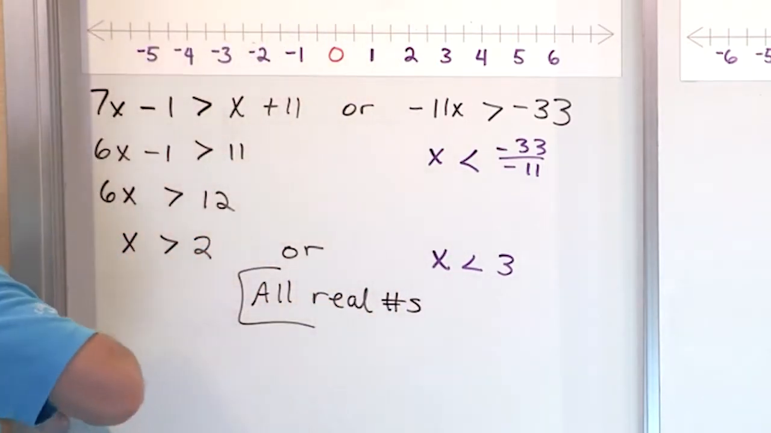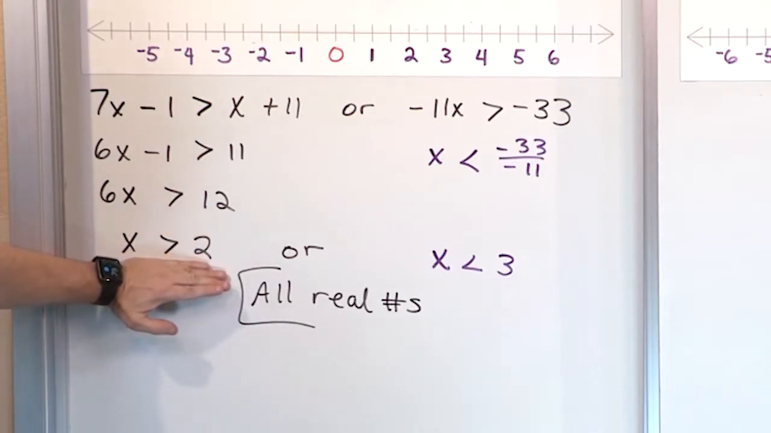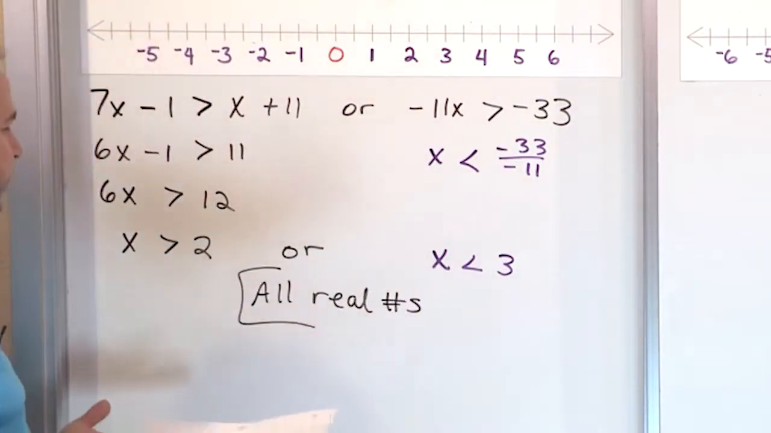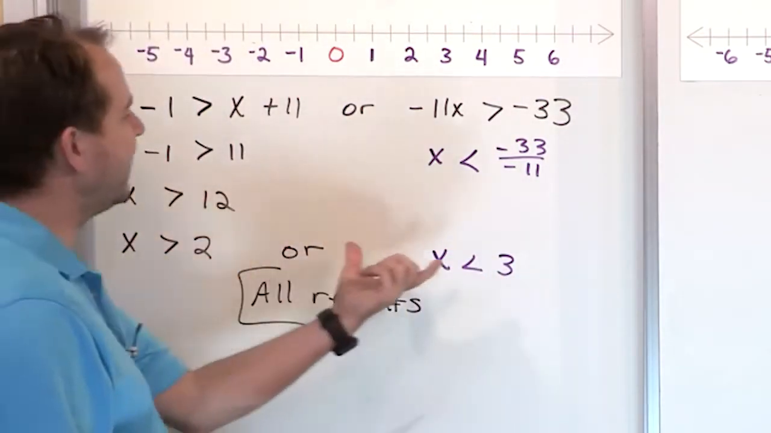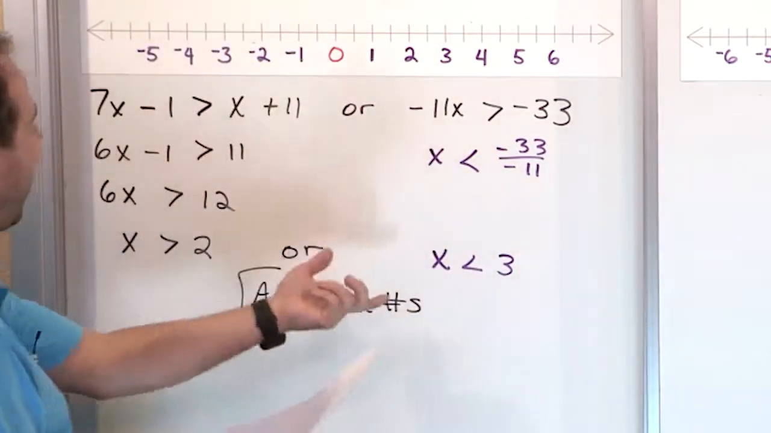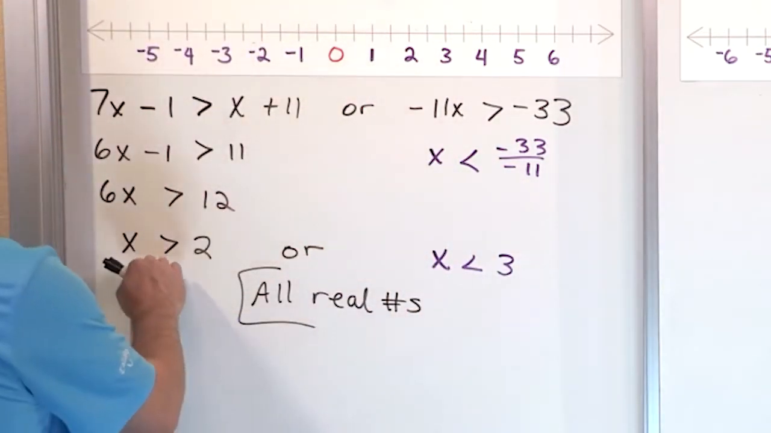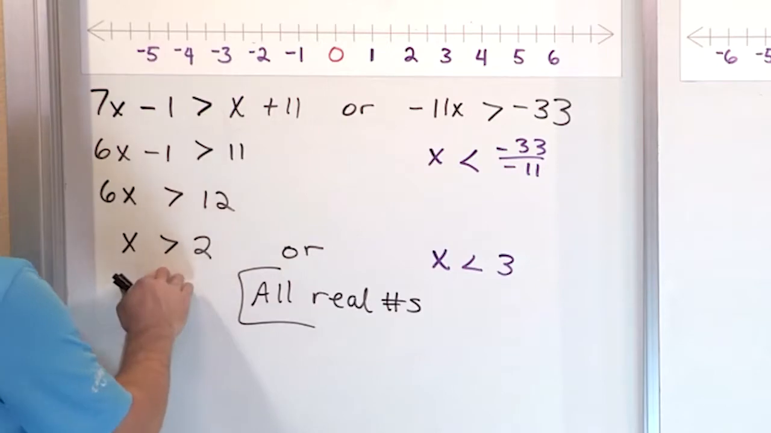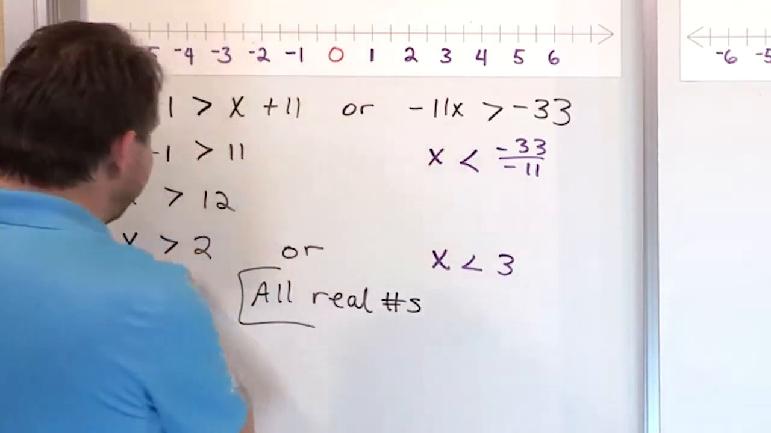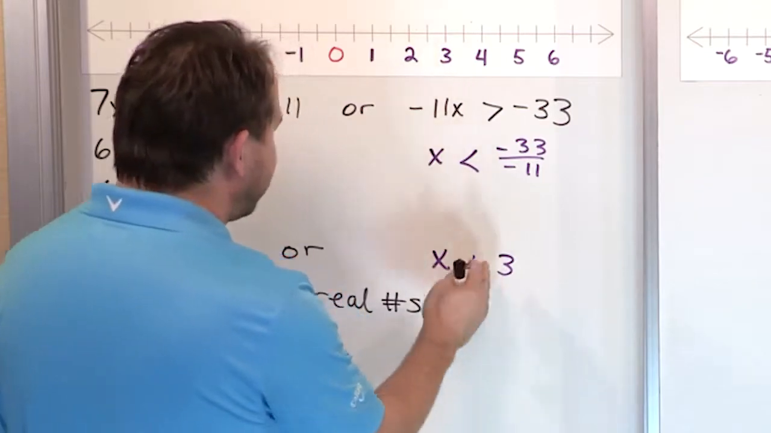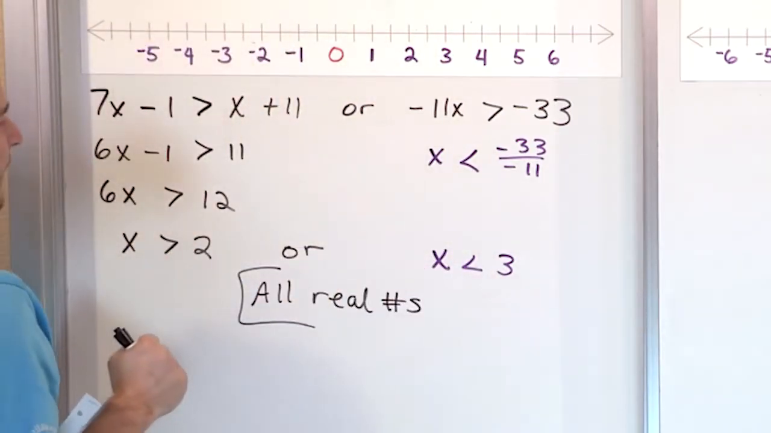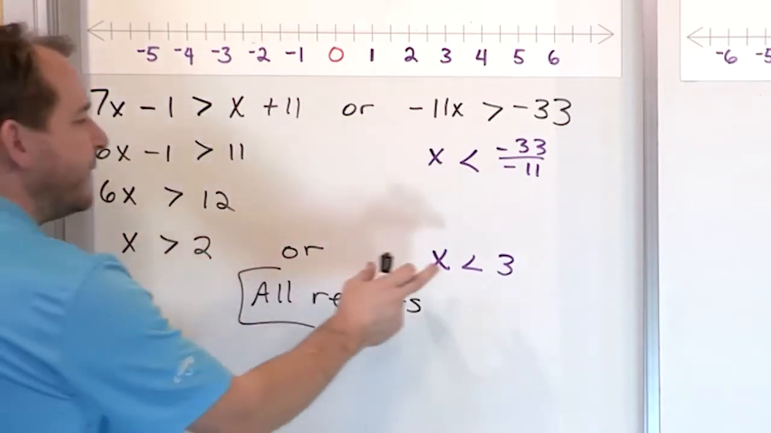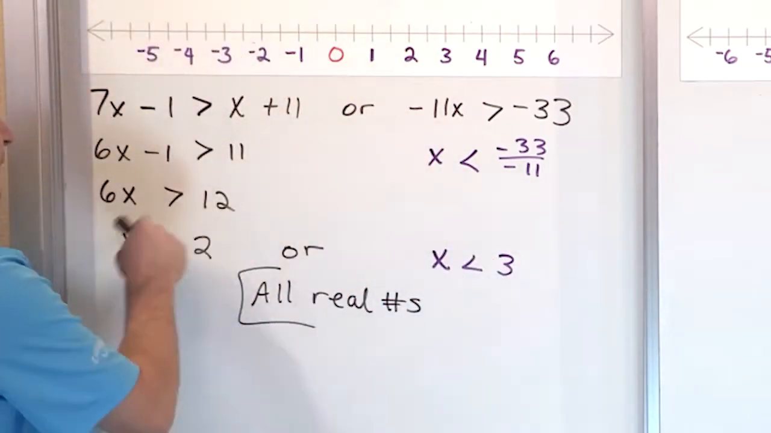Why is it all real numbers? Because we're saying that x has to be bigger than 2 to be a solution, or x could be less than 3. If you OR them, either one works. It needs to satisfy this inequality, or this one. So pick any number you want, pick 100. 100 is greater than 2, so it satisfies this one. 100 is not less than 3, but that's okay because you only have to satisfy one or the other. You can pick negative 5. Negative 5 is not bigger than 2, but it is less than 3, so it satisfies this one, as long as it's one or the other.